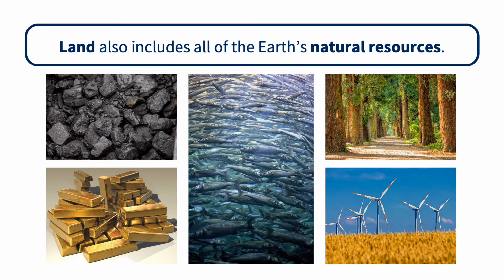However, land doesn't just include the ground you build on. Land also includes all of the Earth's natural resources. This includes fossil fuels, such as coal and oil, gases, like the air we breathe and the natural gas we burn to heat our homes, minerals, such as marble and diamonds, and metals, such as gold, iron and copper, animal populations, and trees and plants. There is a very long list of the Earth's natural resources, and we will take a closer look at them in the next topic.